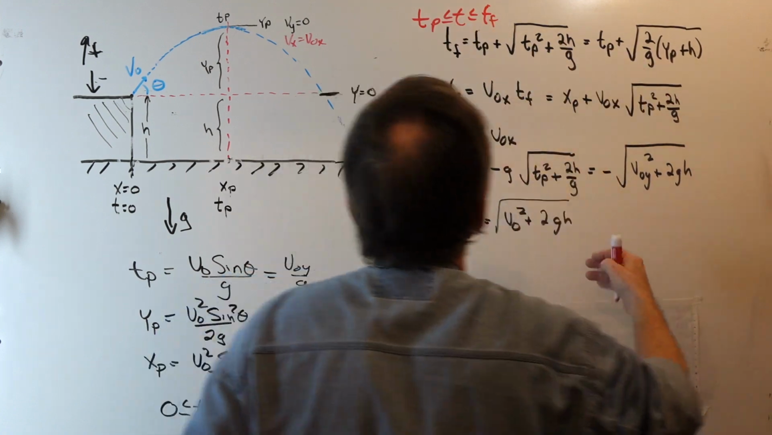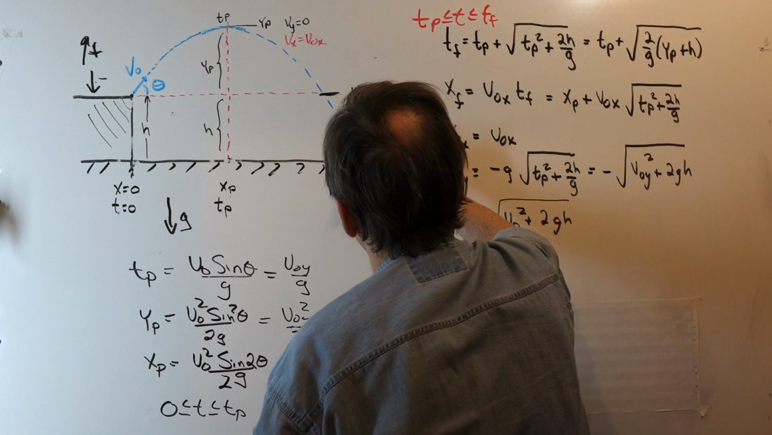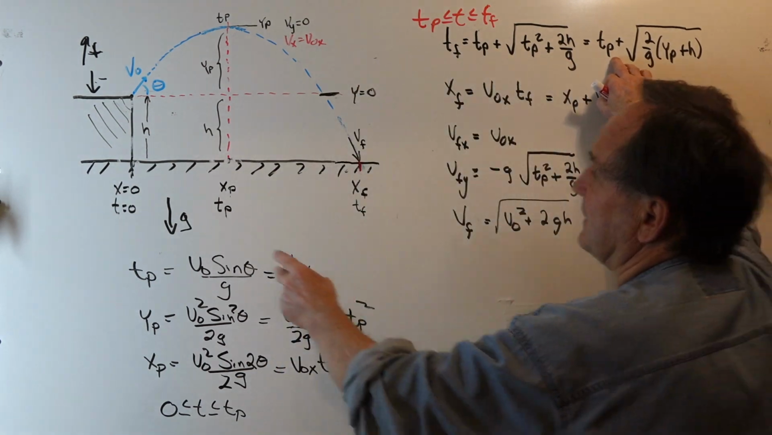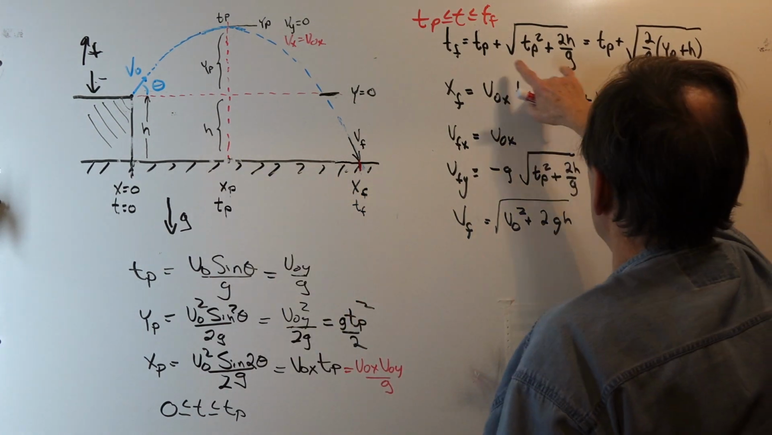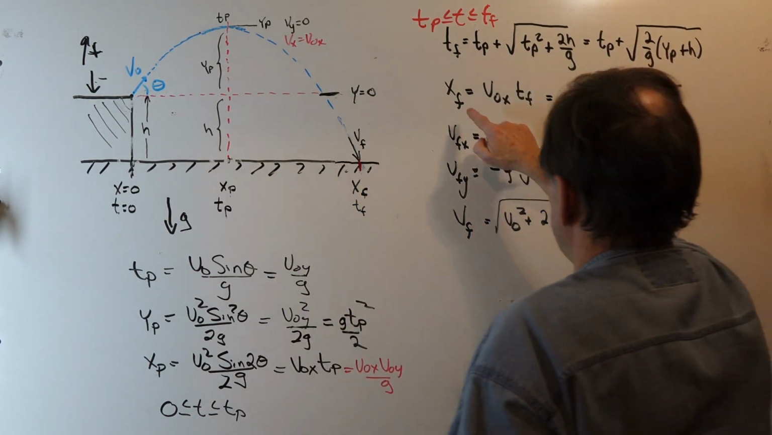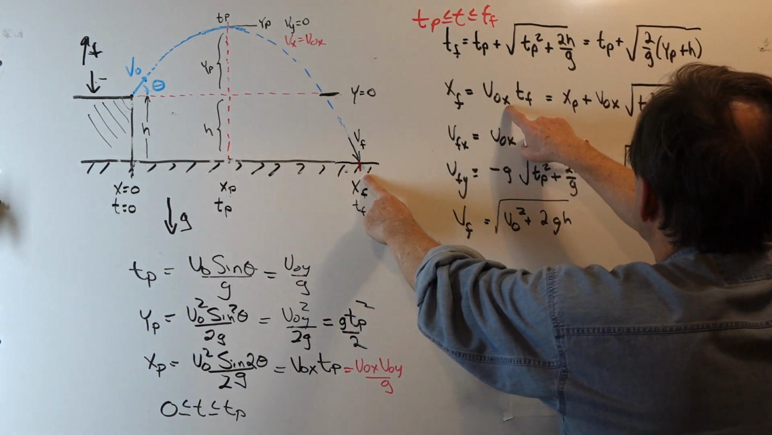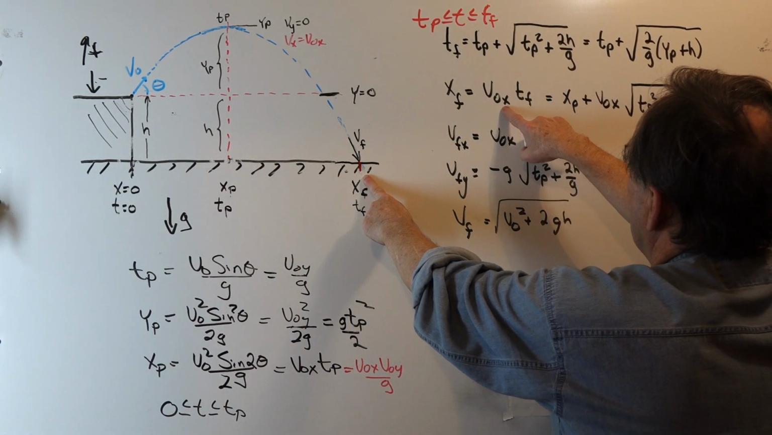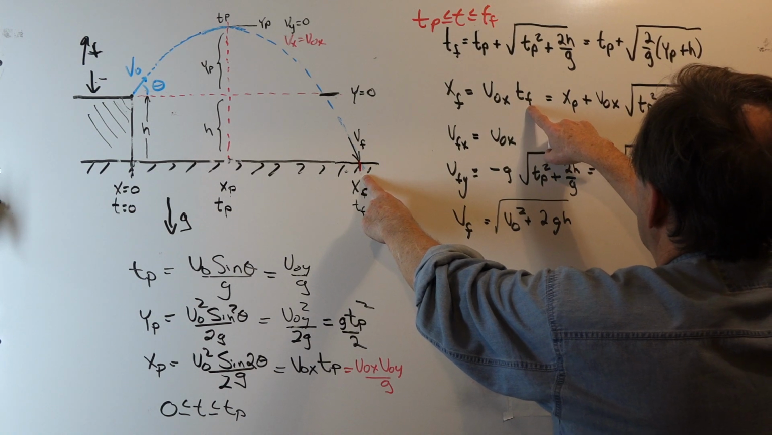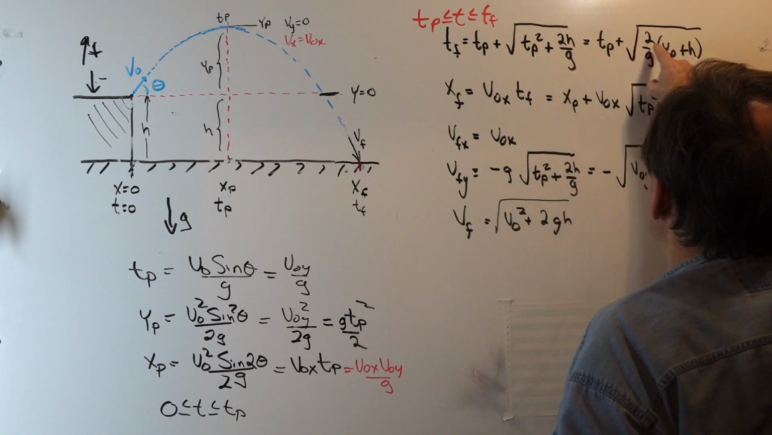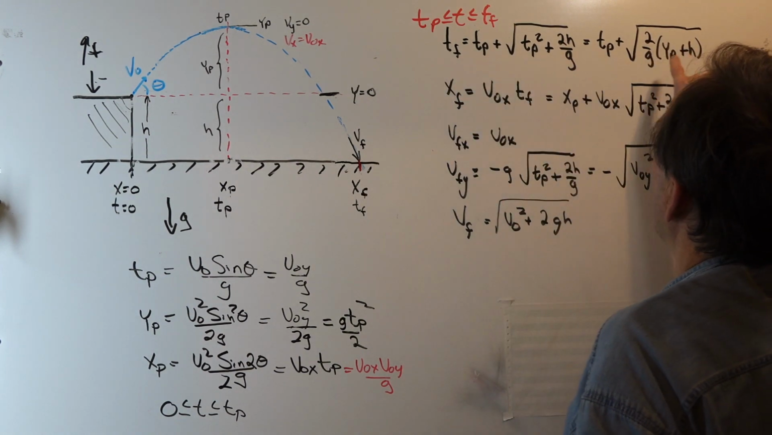These equations. Here's the time that it takes to hit the ground at this point. It's the time to get to the peak plus this amount. We have two forms there. The total distance traveled horizontally is given by this: v0x, initial velocity in the x direction, times final time.